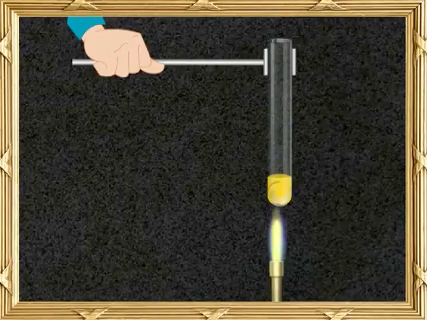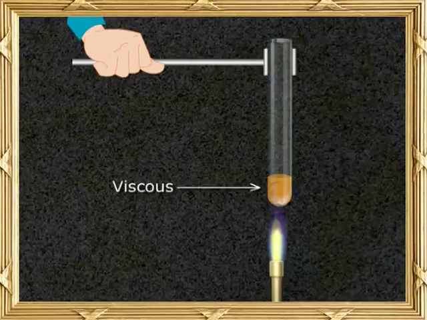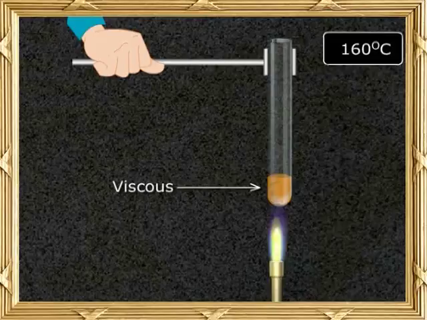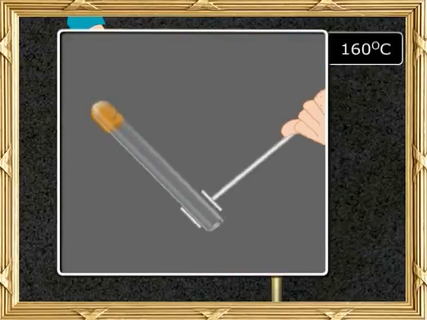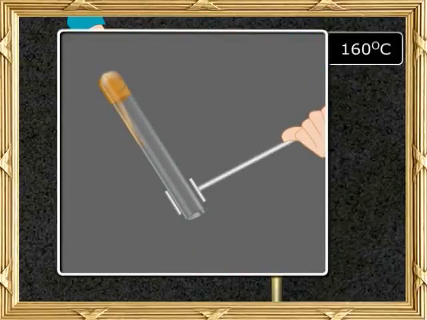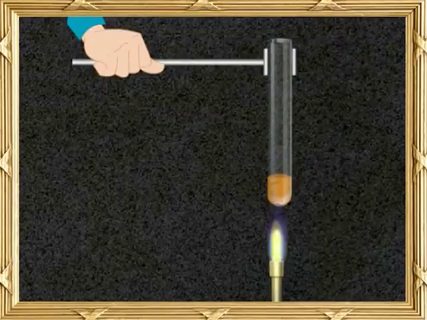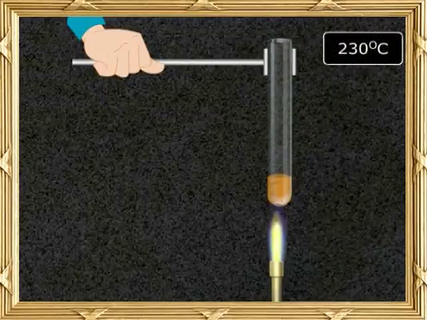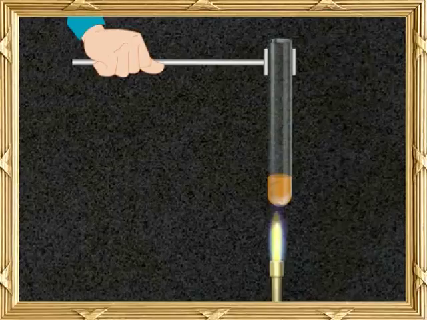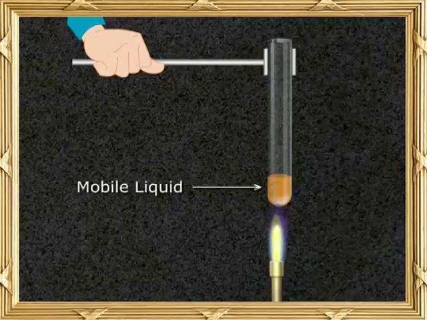As the temperature increases, the color of molten sulfur becomes increasingly darker and suddenly becomes very viscous at about 160 degrees Celsius, and it would not flow out even when the test tube is inverted. At still higher temperature, that is at 230 degrees Celsius and above, the viscous liquid becomes mobile. At this stage, its color is dark reddish brown.